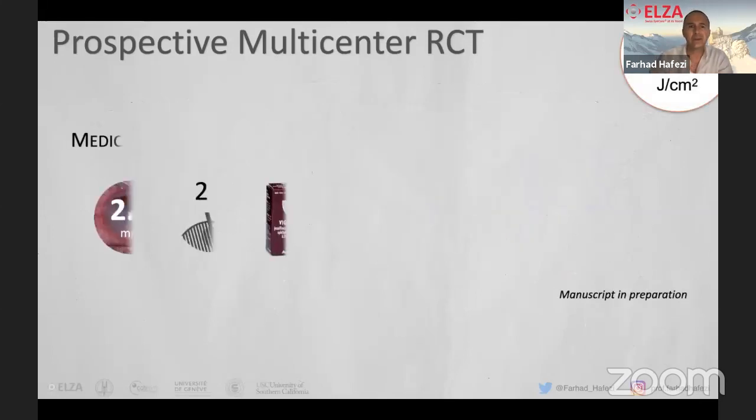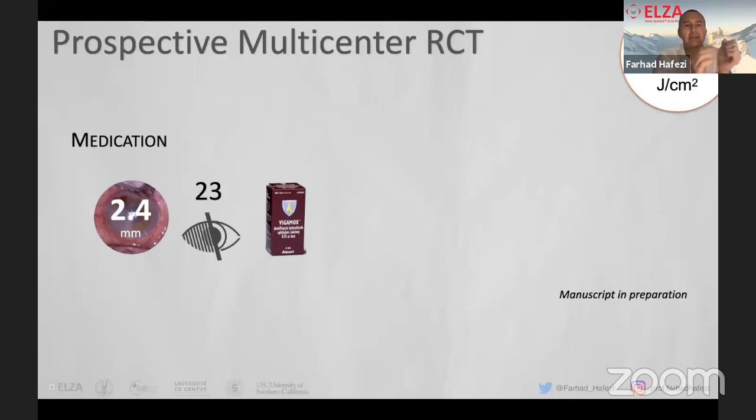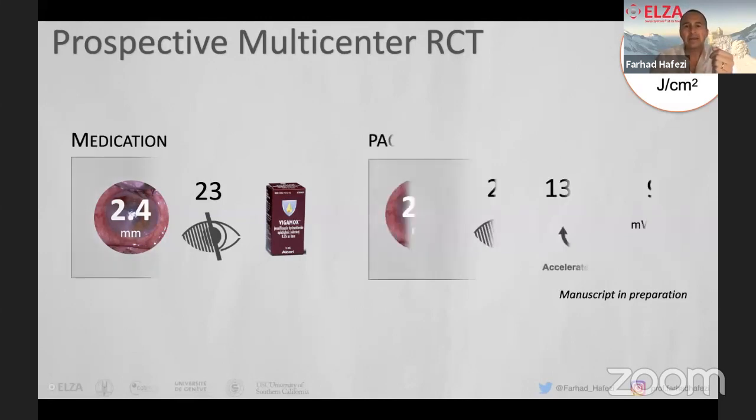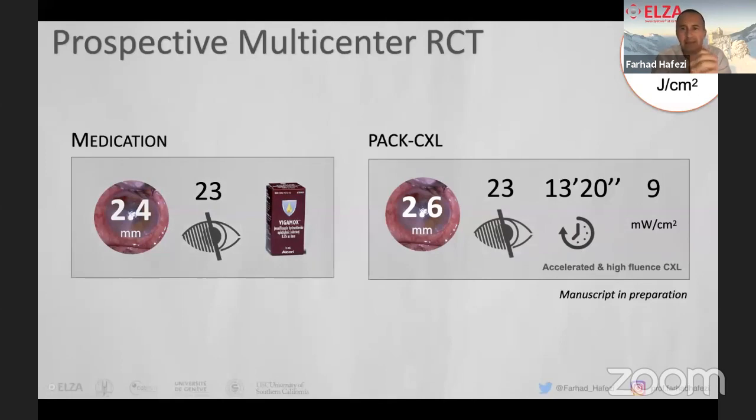The study is finished. What we did, we had 23 eyes with small to mid-sized ulcers in medication only. And we had 23 eyes with accelerated high fluence cross-linking. So the big difference to the other studies is not only accelerated, but you see in the upper right, 7.2 joule. So more fluence. And what we found there is very encouraging.